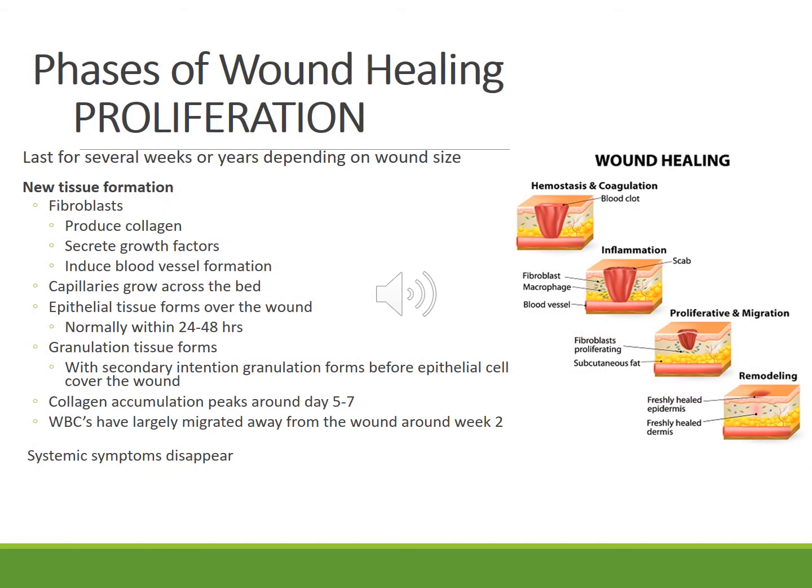So now we're at the proliferation stage. This is the third part of our wound healing phases, and this is where we're starting to get new tissue formation. This can last anywhere from several weeks to years, depending on the size of the wound and how much tissue was lost from that wound. It goes through here on the PowerPoint and talks about the process. We begin to produce some collagen, secrete growth factors, and induce blood vessel formation. So this takes some time. We start to have some granulation tissue form, and with secondary intention, granulation forms to begin covering that wound. And the white blood cells have largely migrated away from the wound now.